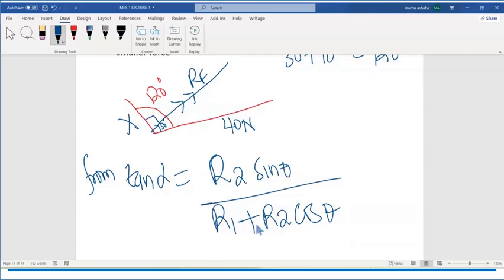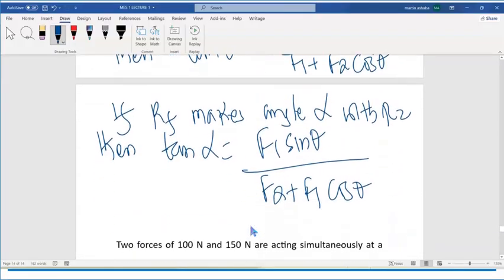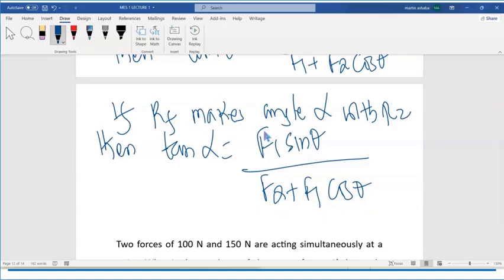That means we are talking about the angle between the resultant force and R1. You can see what we have up here. If it makes an angle alpha with R2, then we would have R2 here. Let us make this R and this R.